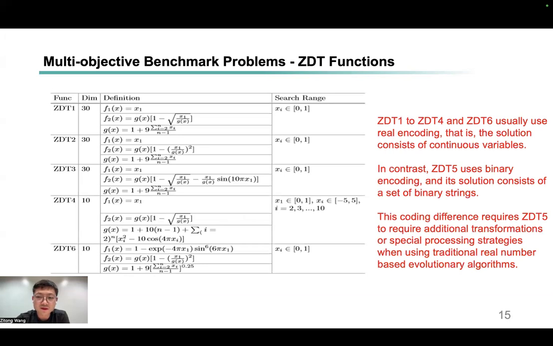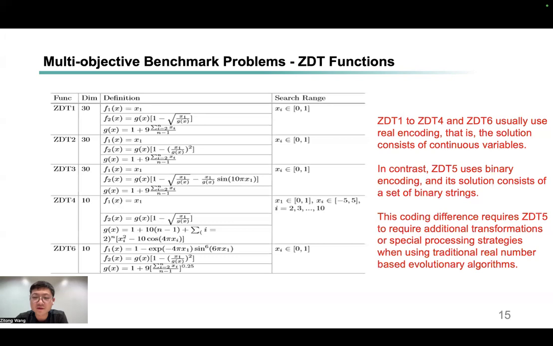Multi-objective benchmark problem, ZDT function. About the multi-objective benchmark problem, we choose 5 ZDT functions. Every ZDT has 2 functions. ZDT1, 2, 4, and ZDT6 usually use real encoding. That is, the solution consists of continuous variables.